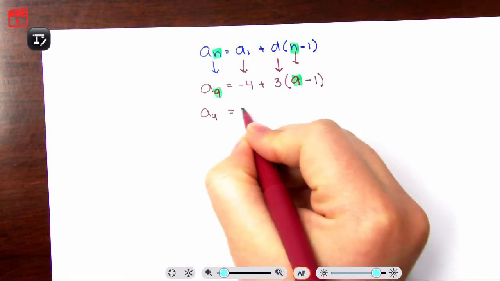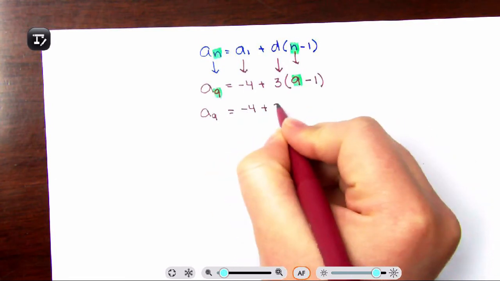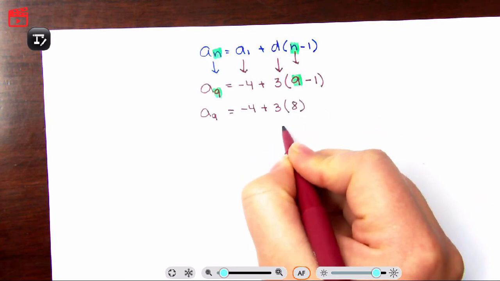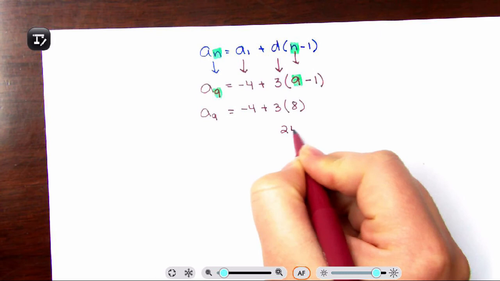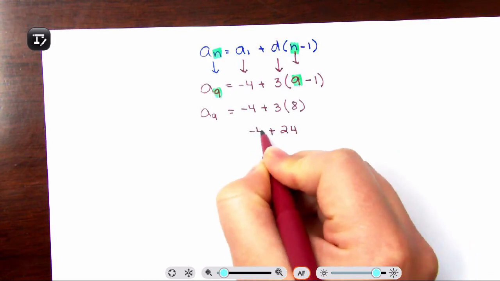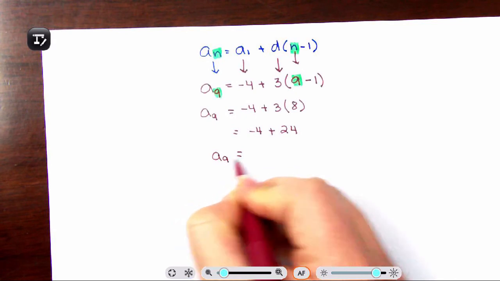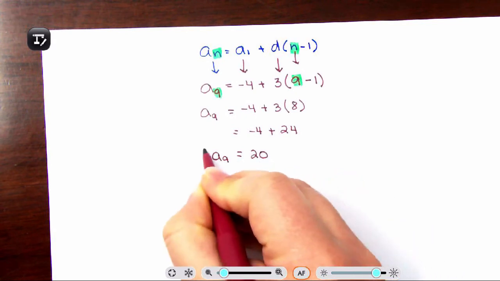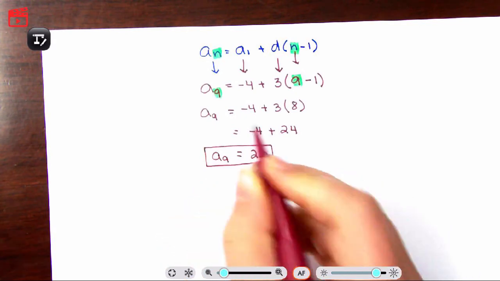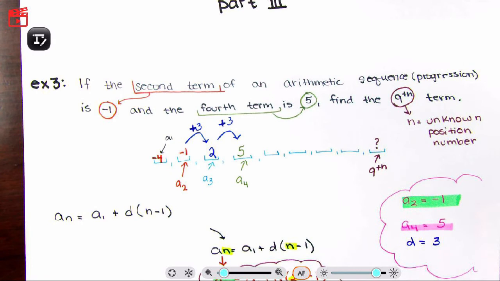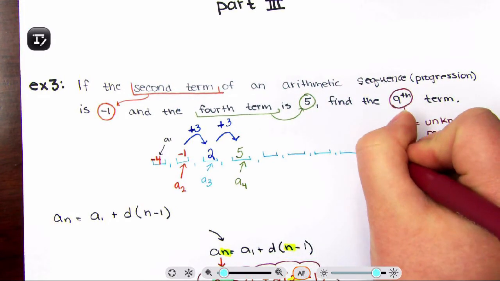Then we have -4 plus 3 times 8. 3 times 8 is 24. We're going to add a -4 to that. So that means a sub 9 is a positive 20. Let's go back to our original page here. And so what is a sub 9? A sub 9 is 20.